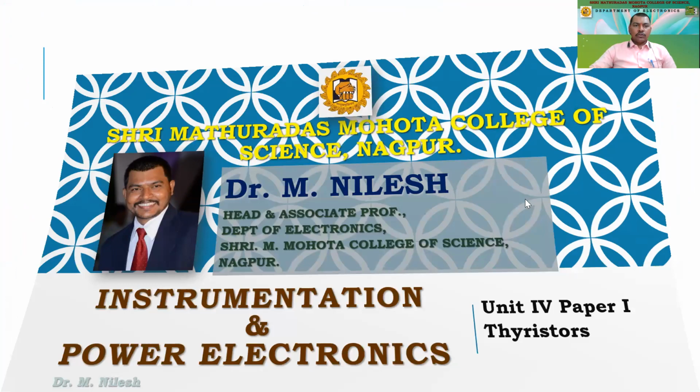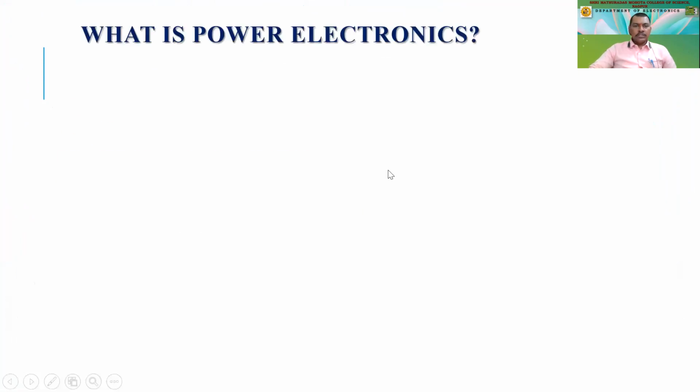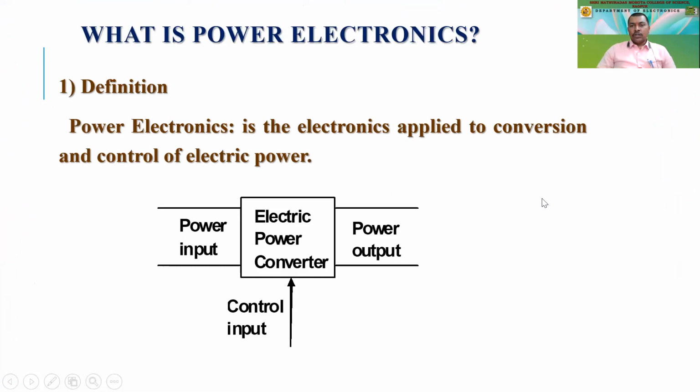So what is power electronics actually? The definition is the electronics applied to conversion and control of electric power, where we have voltage and current. The product of voltage and current is called the electric power, right? So we have input power. If you try to see it in a block level diagram, we have power input, and this is controlled by an electric power converter, which is being controlled by the gates, right? And the output is also power. So we expect high voltage and high current on the output side.